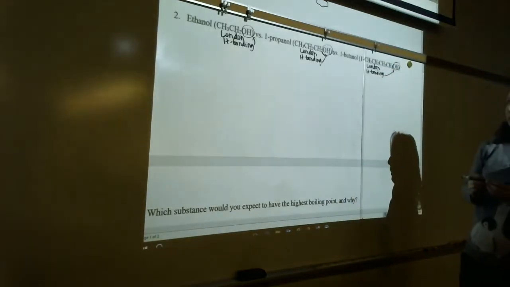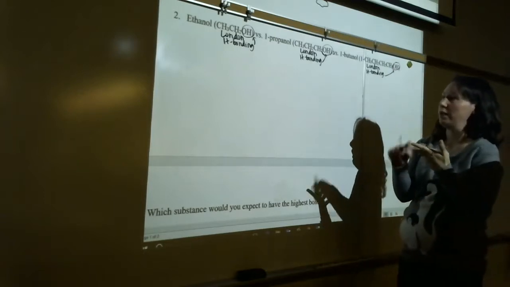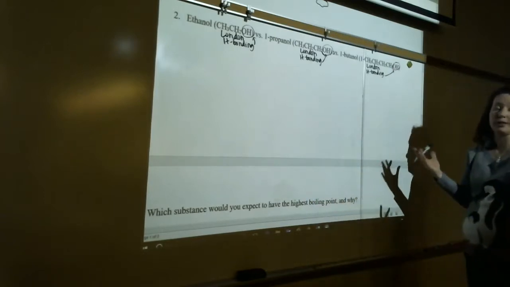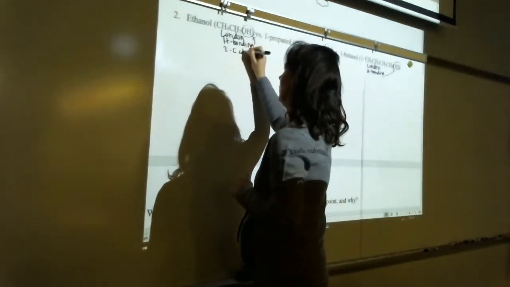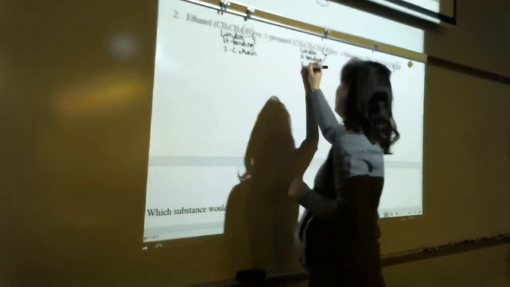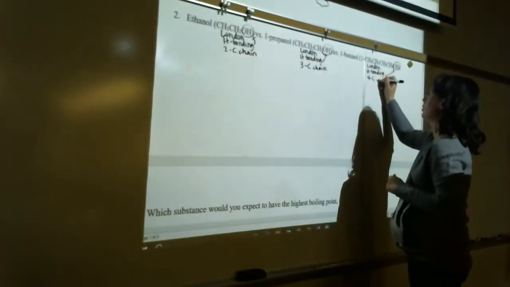Let's look at chain length, right? Because that's the only difference here, right? They all have London forces, they all have hydrogen bonding. So the only difference here is chain length, right? This is a 2-carbon chain. This is a 3-carbon chain. This is a 4-carbon chain.